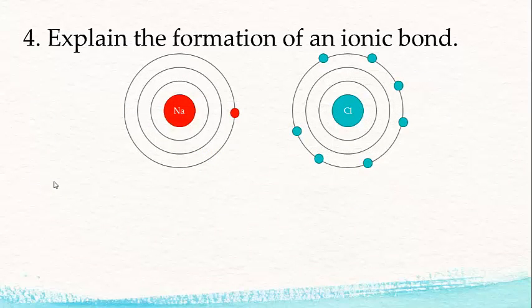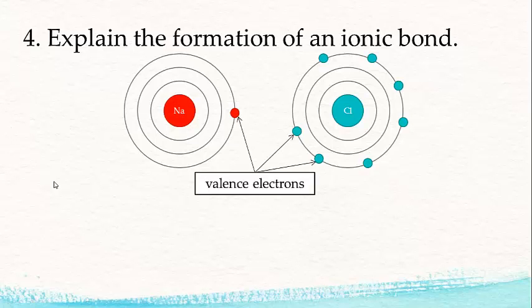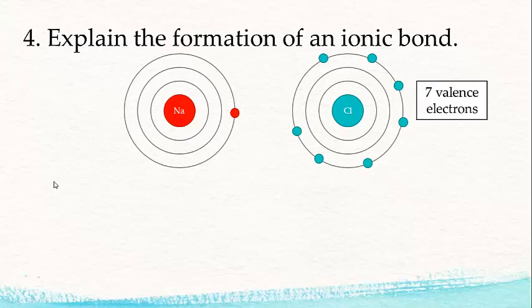Next question asks us to explain the formation of an ionic bond. So in this picture, I have a sodium atom and a chlorine atom. And these guys have, in the outermost energy level, sodium's got 1 valence electron, and chlorine has 7.